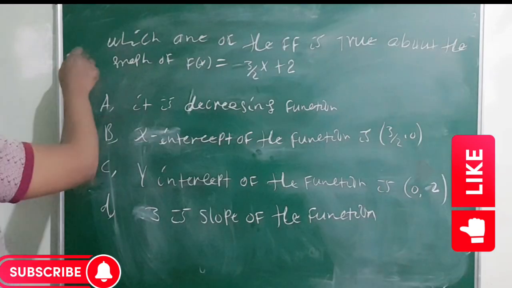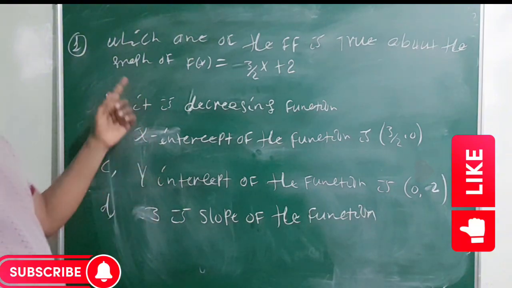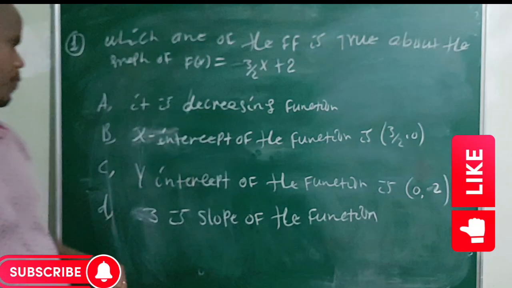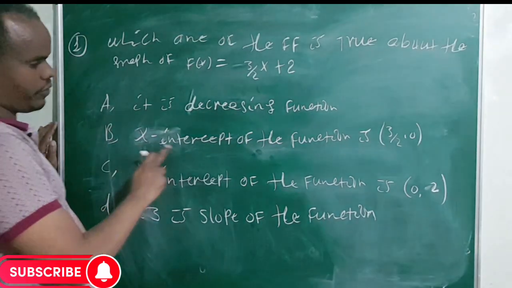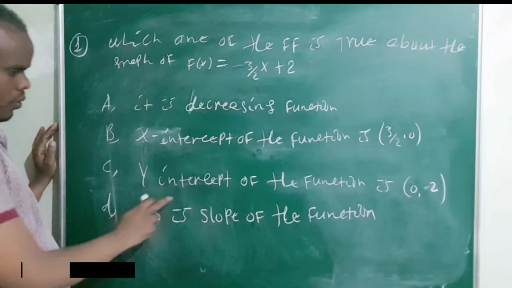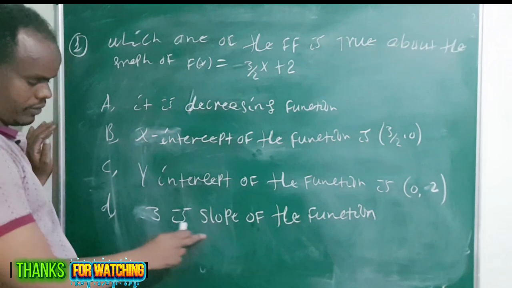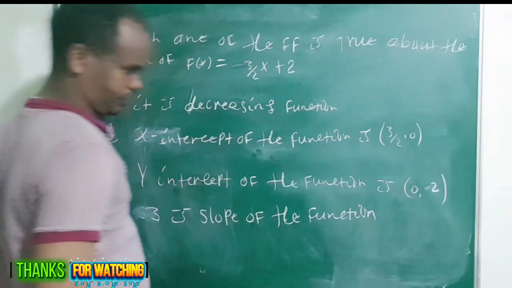Question number one. Which one of the following is true about the graph of f of x equals 3 over 2x plus 2? A, it is a decreasing function. B, the x-intercept of the function is (3 over 2, 0). C, the y-intercept of the function is (0, 2). D, 3 is the slope of the function.